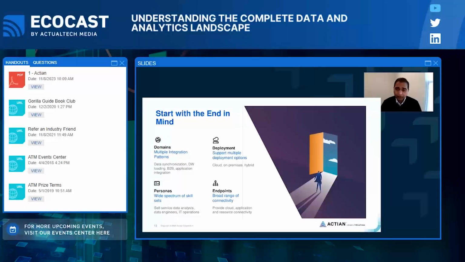Look at your deployment options as well. Hybrid solutions are great in meeting demands for enterprises, for keeping some data on-prem, some on the cloud, for taking advantage of the benefits that cloud provides in terms of scalability and security.